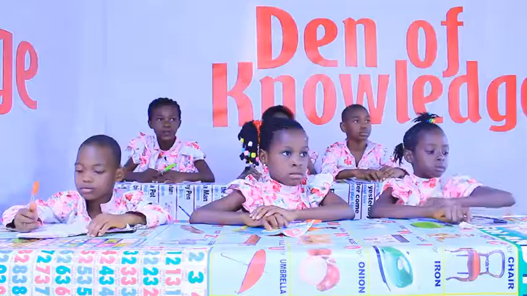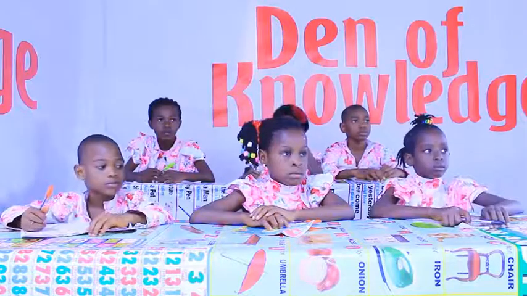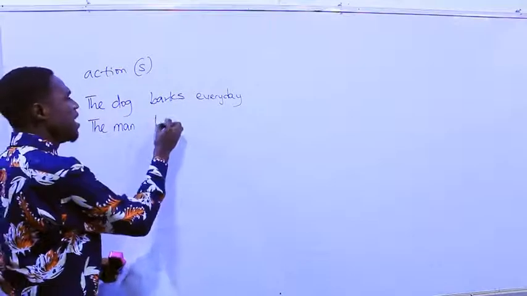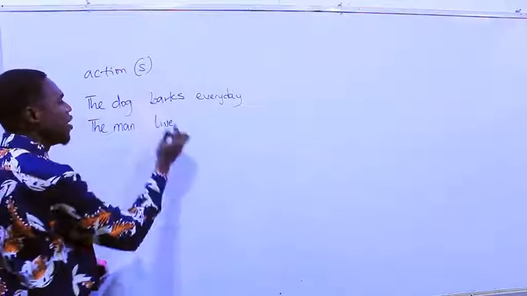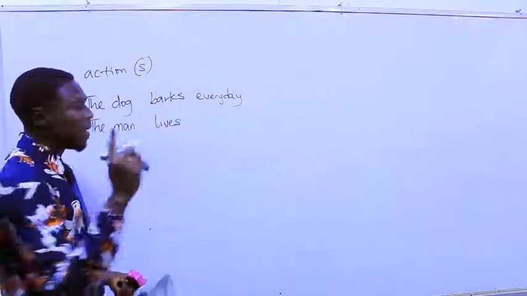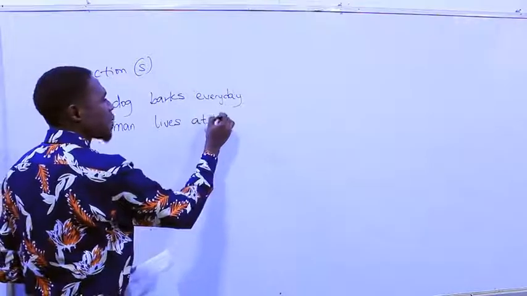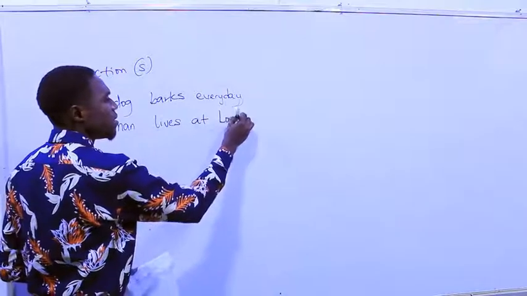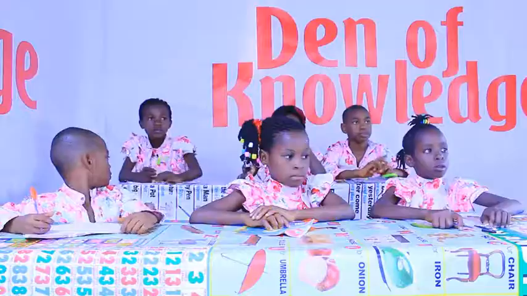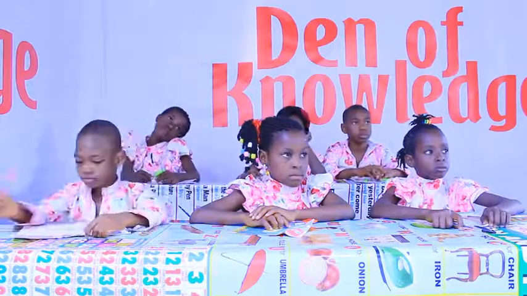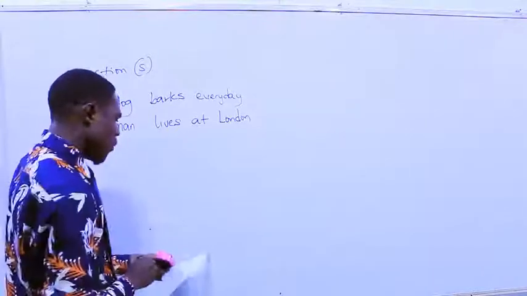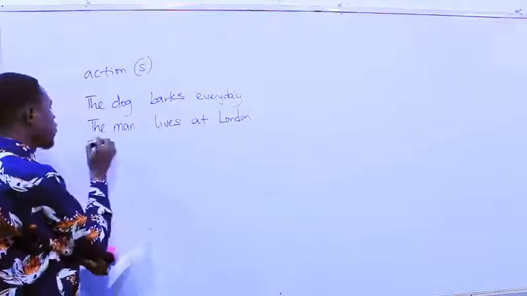The man is singular. So if he said the man live, no, you have to put s. It becomes the man lives because the man is singular. The man lives in London. Yes, because the man is what? One.